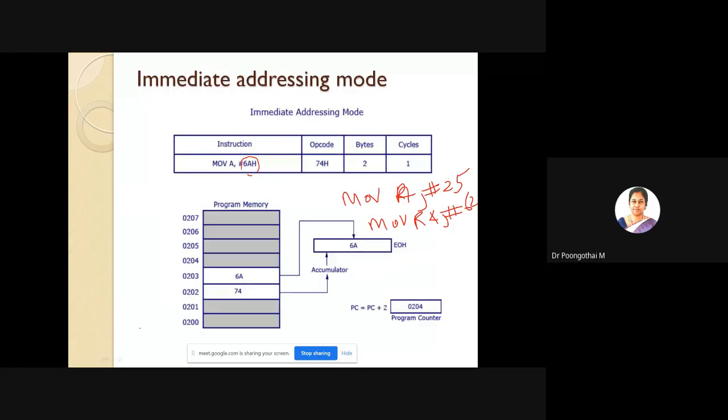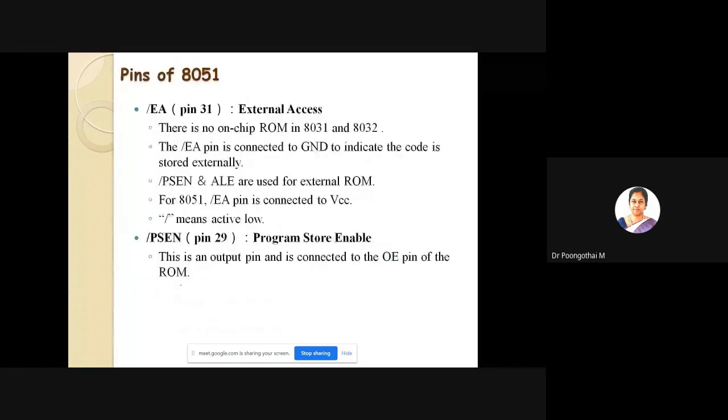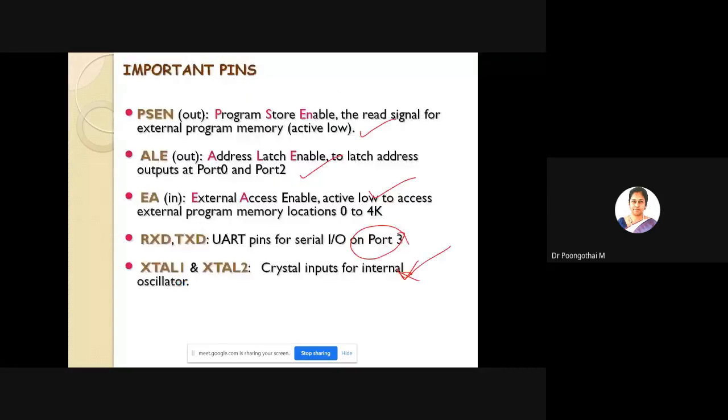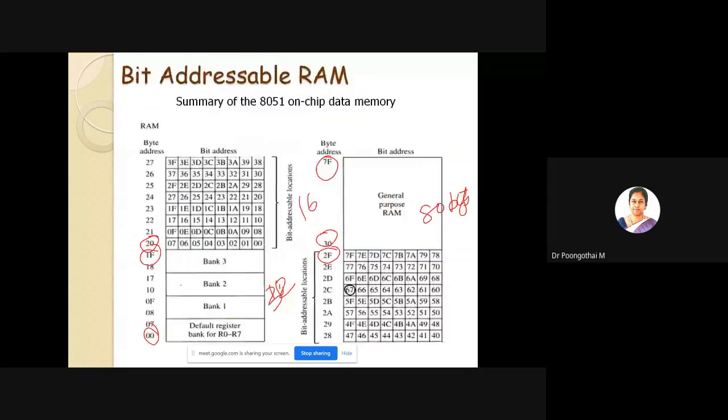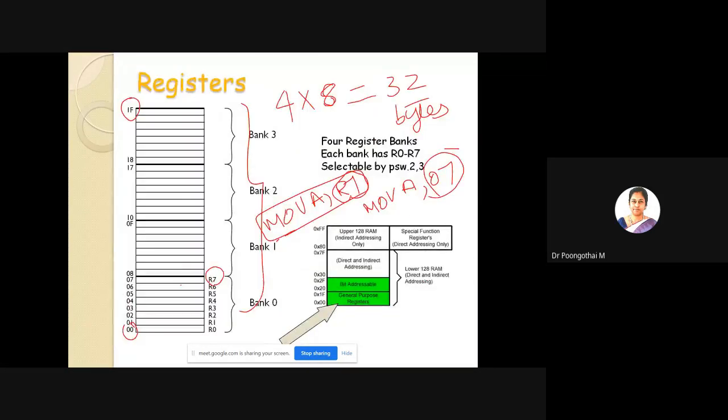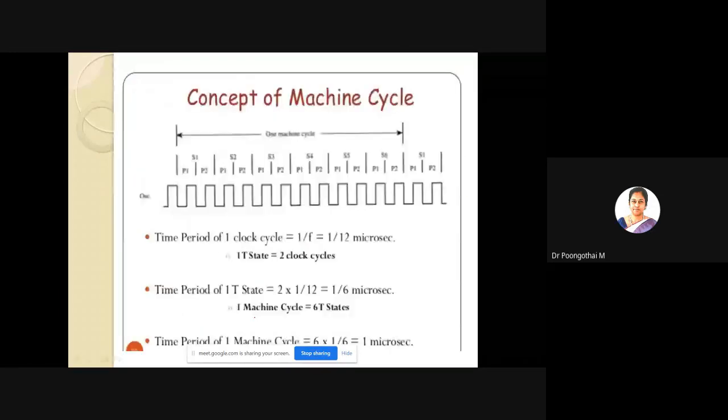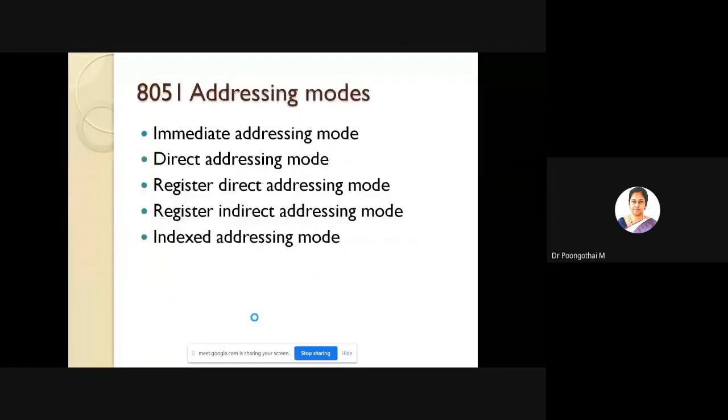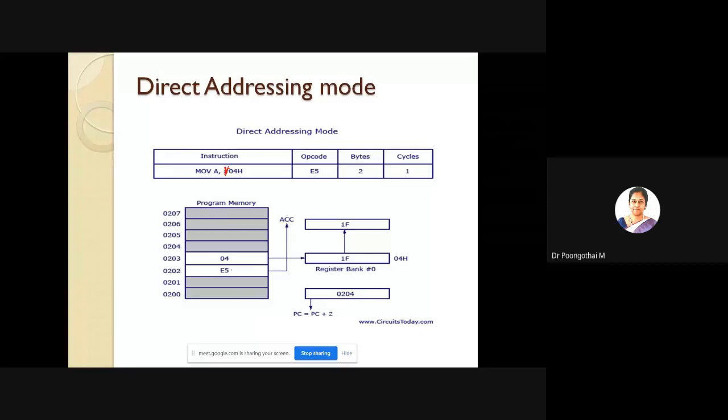So according to your bank registers, 04 is nothing but... What is 04? 04 is nothing but R4 of your bank 0. So R4 of your register bank 0. So this 04 contains 8-bit data.